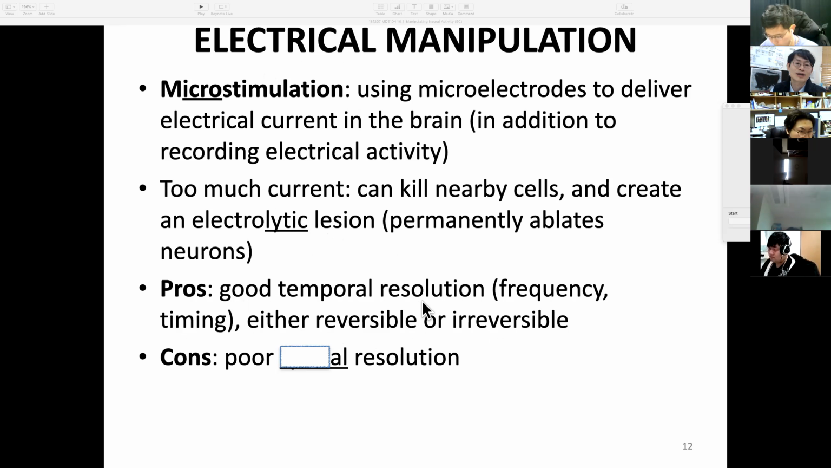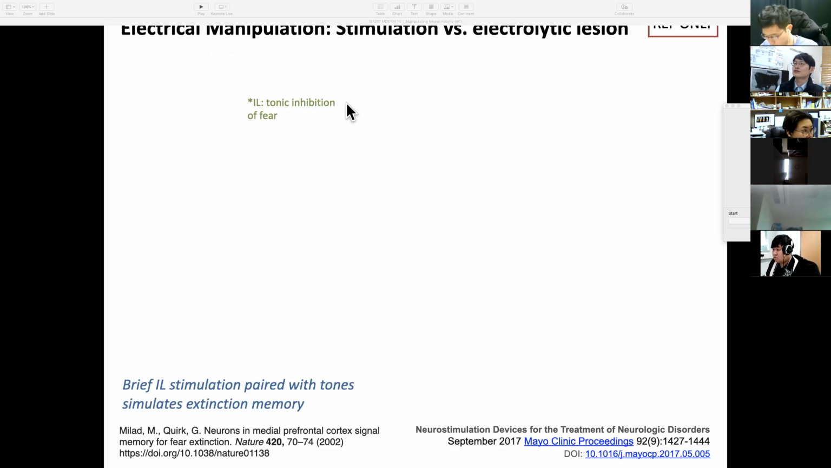Okay, what are the limitations? Because it's all like a conductor, the location focus might be hard. So poor spatial resolution would still be a limitation for electrical manipulation. Okay, so I'll give you an example for that.